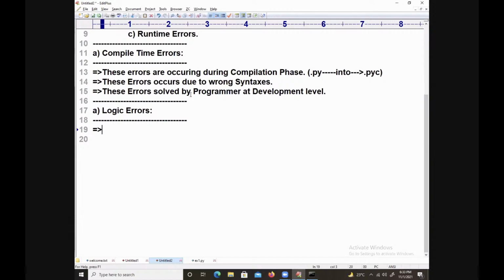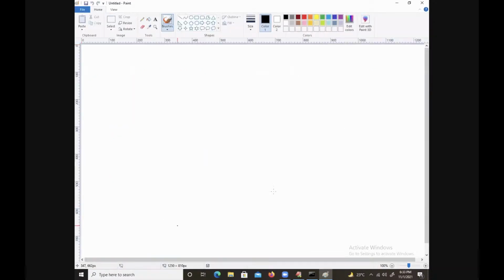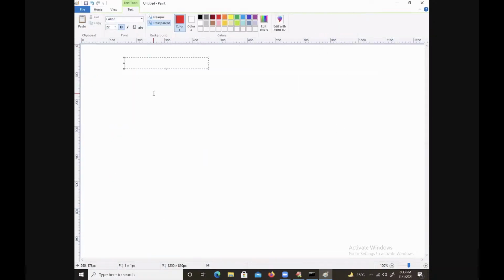See, these errors are occurring during execution time. Very, very simple. Sir, why are these errors occurring? Look at my dear students. Let us go to one paintbrush and try to understand this. Try to understand that A is equal to 10 and B is equal to 3, sir.